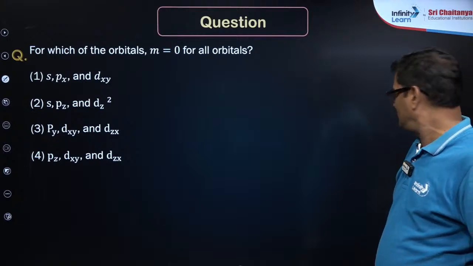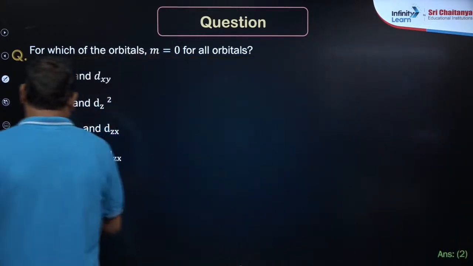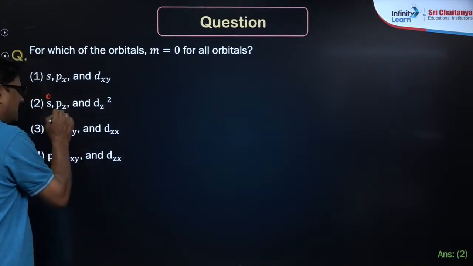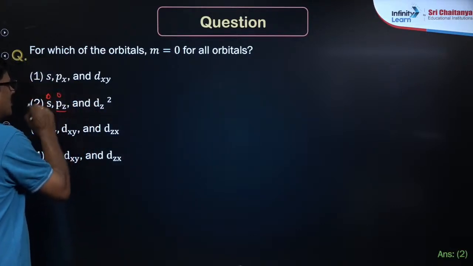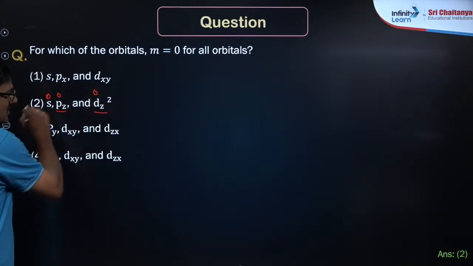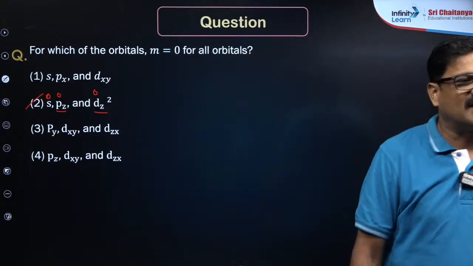अरे कोई आंसर देना यार. It is going to be s orbital m is 0. Among px, py, pz, pz का 0 and dz square का 0 निकालना है. So that option 2 is the correct answer for this. Your answer is 2. Correct, Ishita.